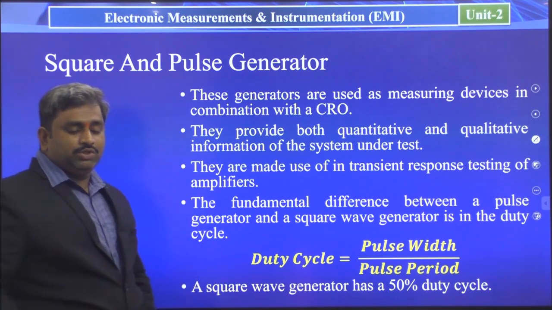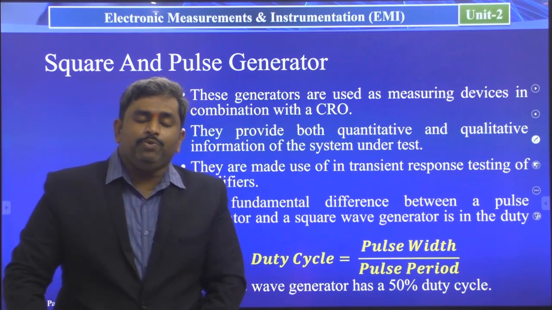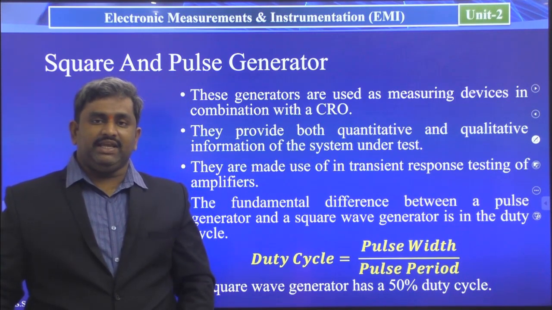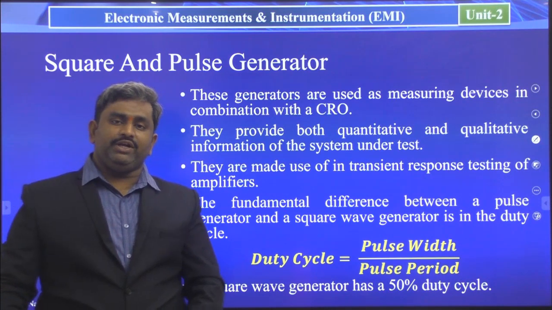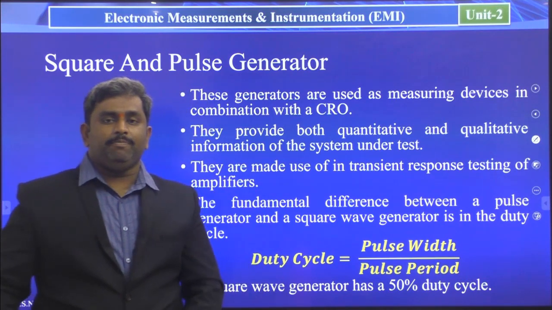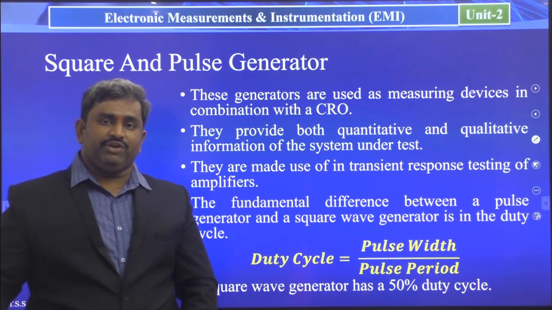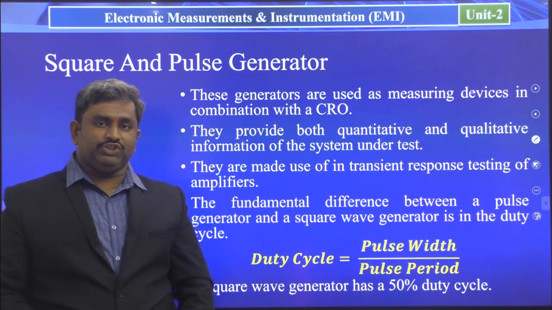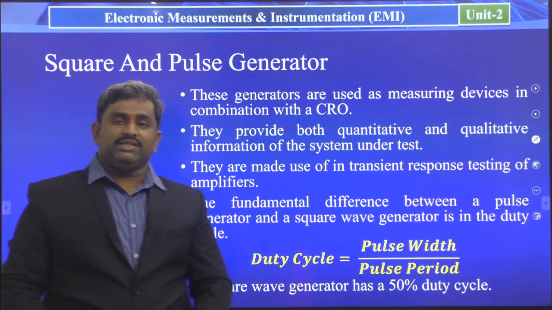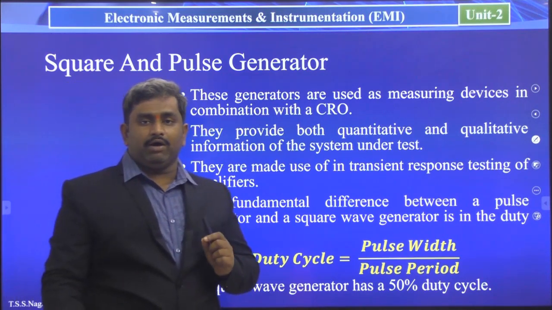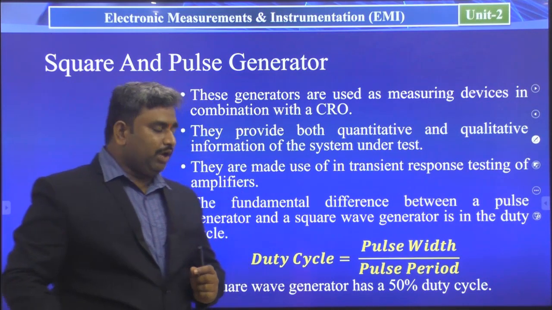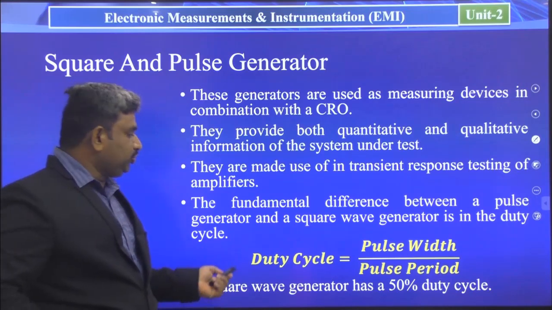Whatever it may be, the output of these signals we sometimes see in the form of a square or pulse waveform. How to differentiate these two signals? The square and pulse wave signals we have to differentiate. Before that, first of all, the square and pulse waveforms have a common term that is called duty cycle.